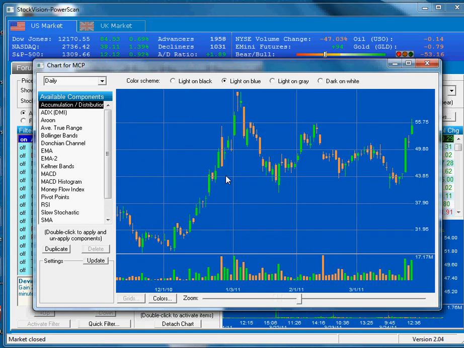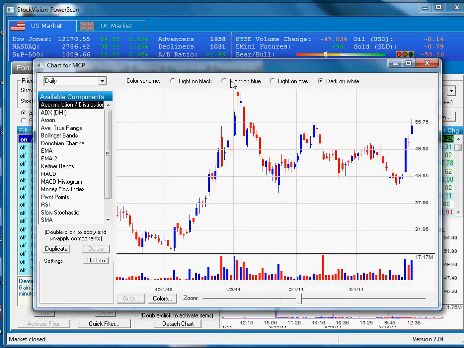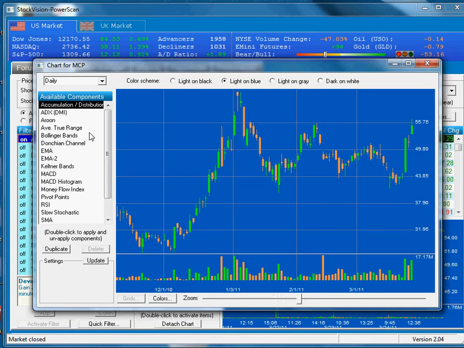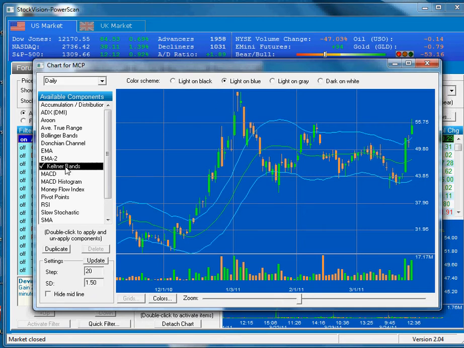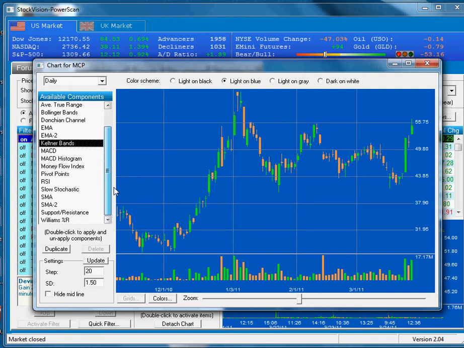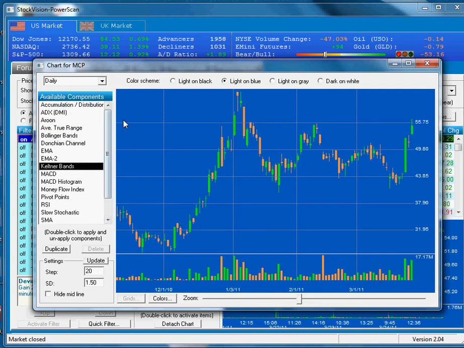We also have color schemes available, so you can pick whatever color scheme goes best with your eyes. On the left is your available components. If you were to double click Keltner bands, they'll pop up on the screen. I do have videos for each individual component on YouTube to learn about these components and how you can use them as a form of technical analysis to try to benefit yourself.